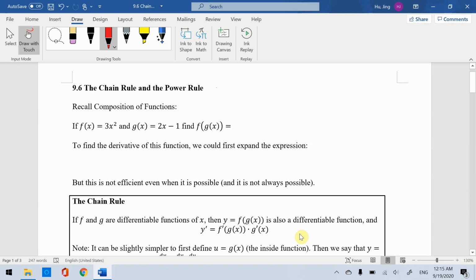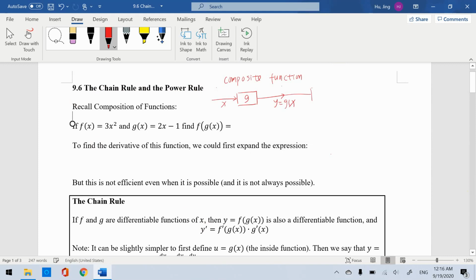Hi everyone, let's learn section 9.6, the chain rule and the power rule. We learned the composite function. Here is one system, input x, output y. The function is g. So the output y is g of x.